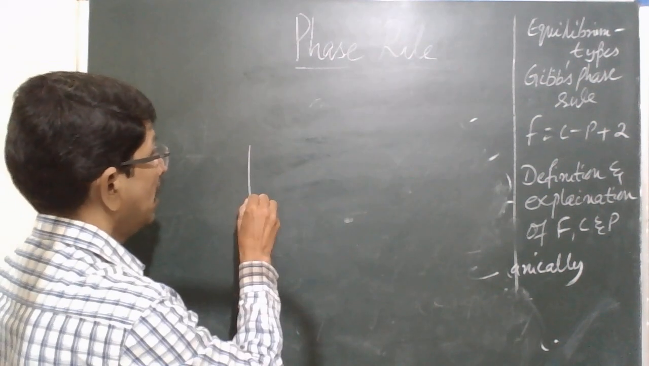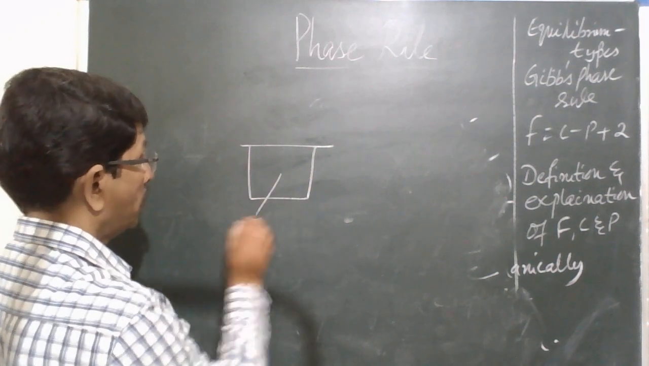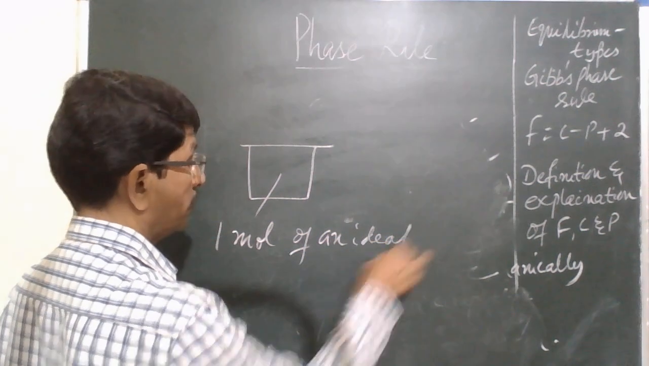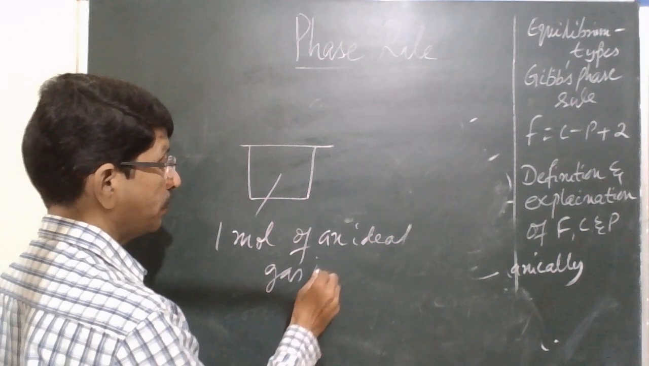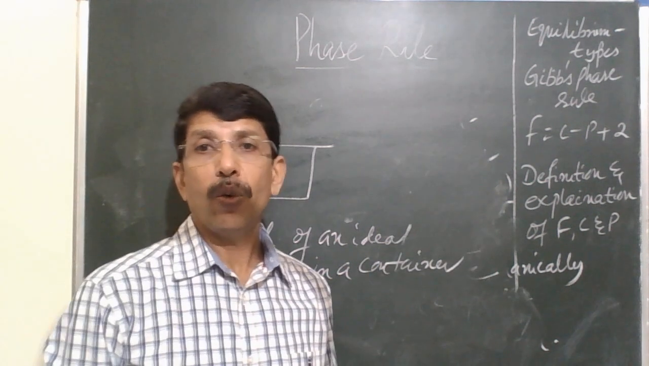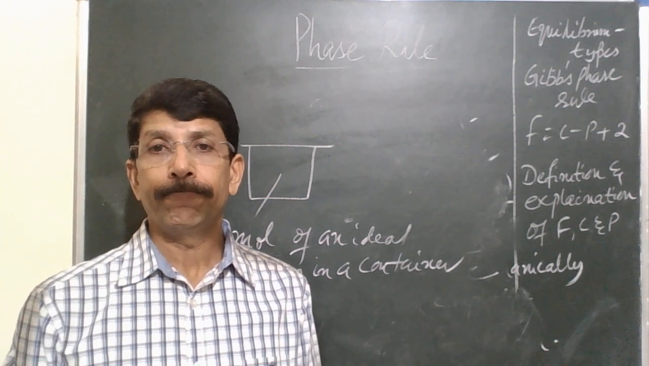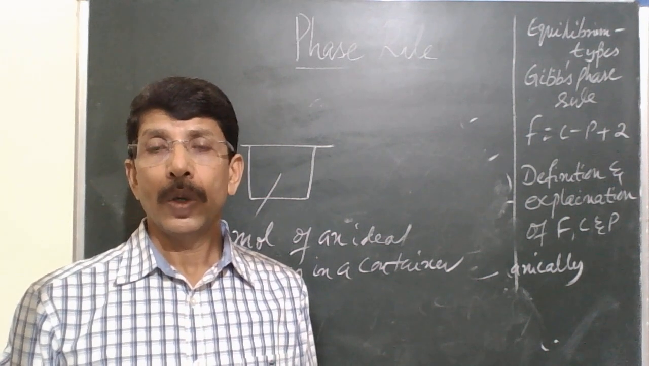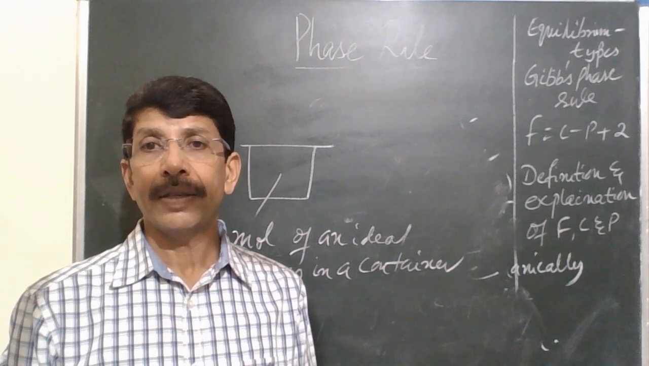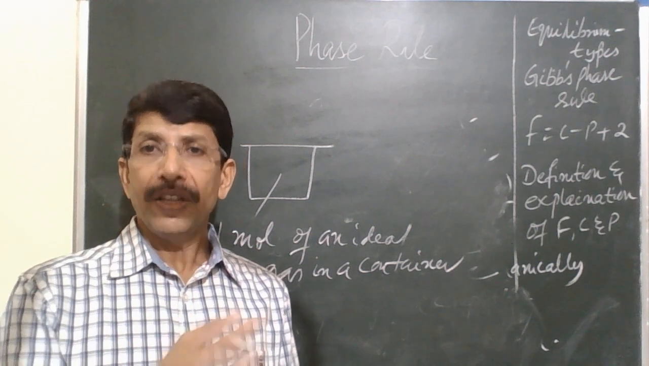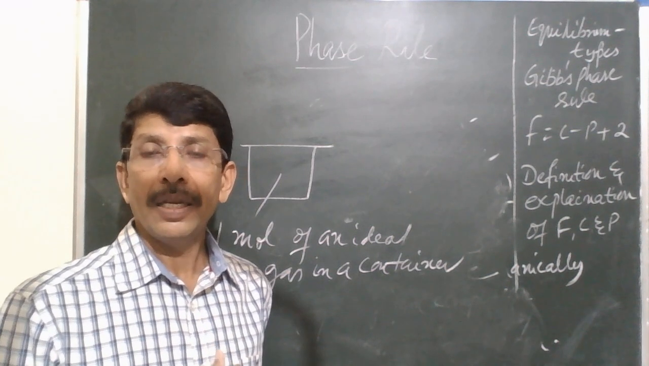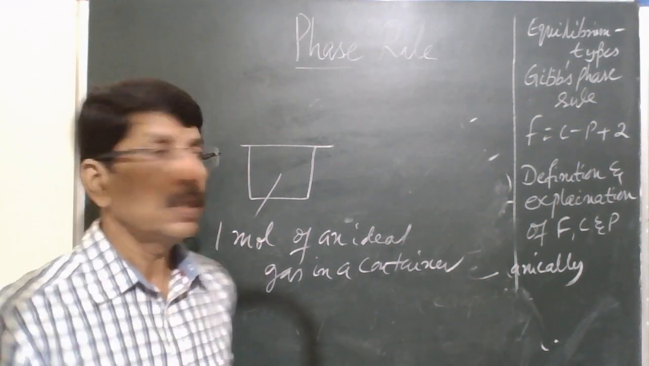For example, if I take 1 mole of an ideal gas in a container. I simply say 1 mole of ideal gas is present in a container. So what is the state of the system? What are the properties of this 1 mole of ideal gas? So in order to define the state of this 1 mole of an ideal gas, I should specify at least 2 variables. What are those 2 variables?